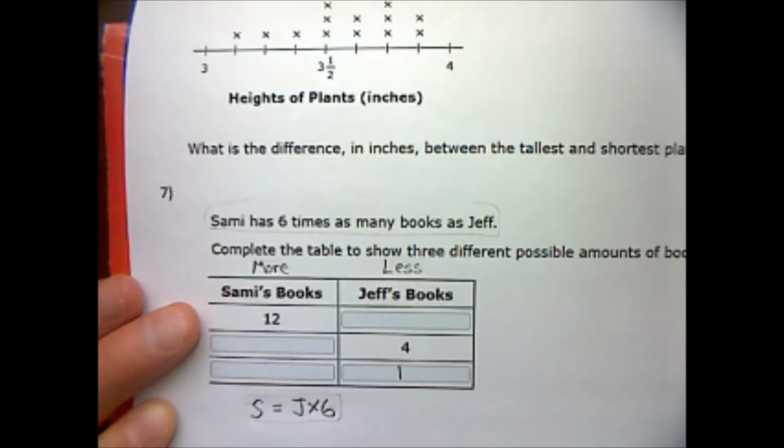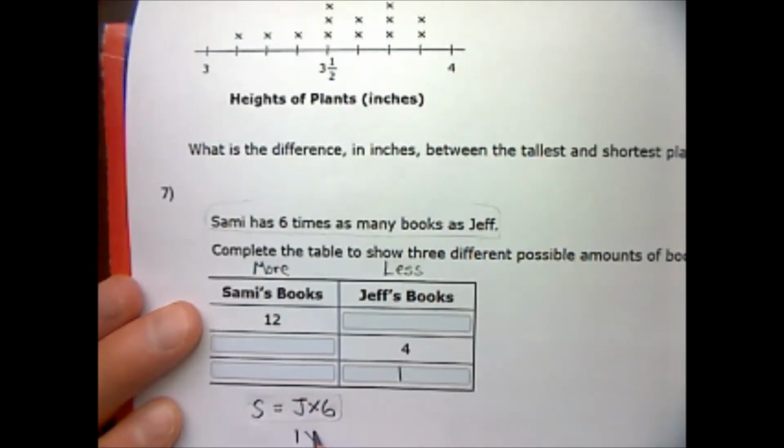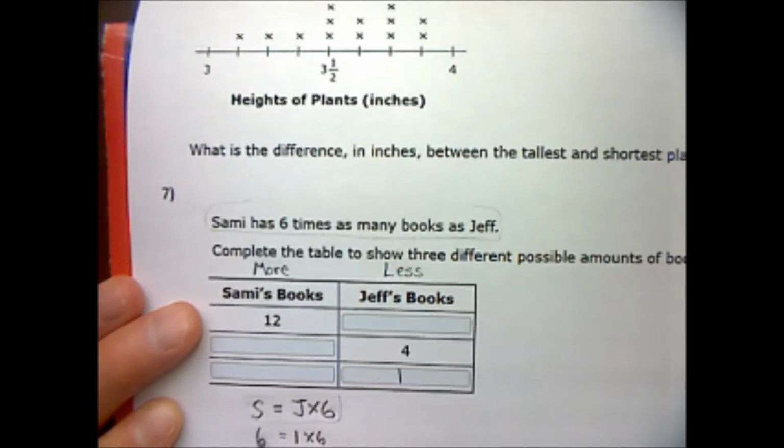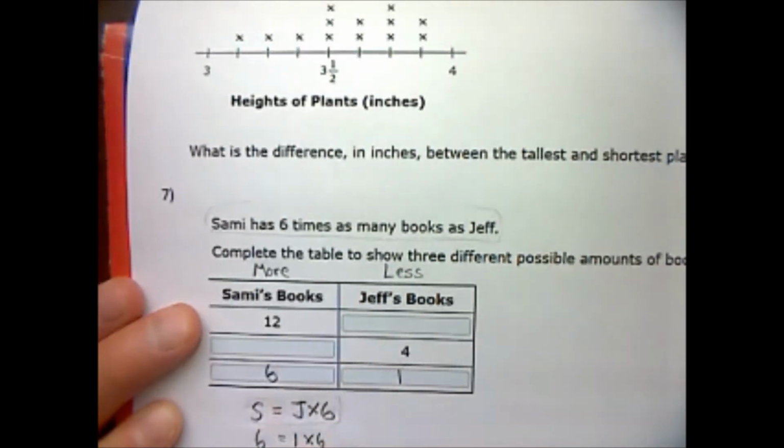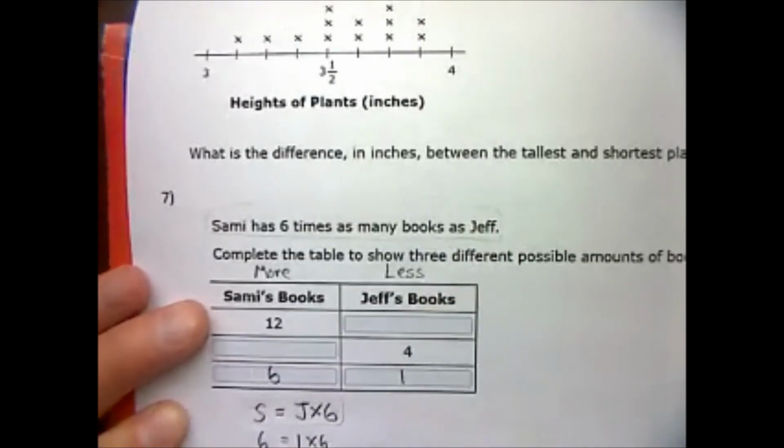Same exact concept, just written mathematically and with words. If Jeff has 1 book, I would take 1 and put it in for J, multiply it by 6, and out pops 6 times 1 is 6. That's how many books Sammy would have if Jeff had 1.